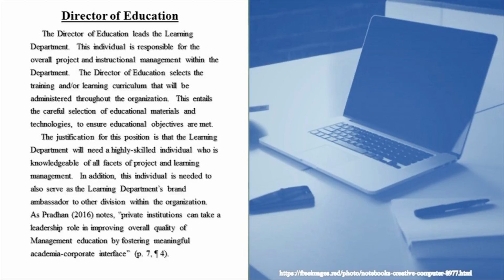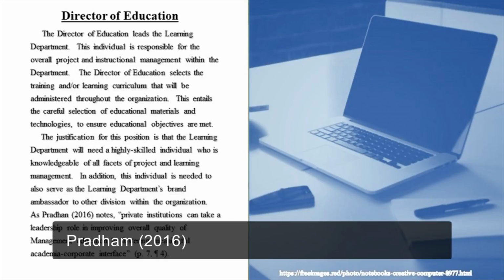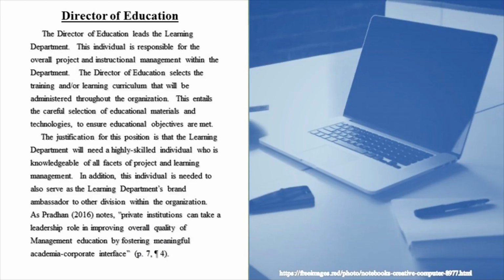The justification for this position is that the learning department will need a highly skilled individual who is knowledgeable of all facets of project and learning management. In addition, this individual is needed to also serve as the learning department's brand ambassador to other divisions within the organization. As Pradden 2016 notes, private institutions can take a leadership role in improving overall quality of management education by fostering meaningful academia-corporate interface.